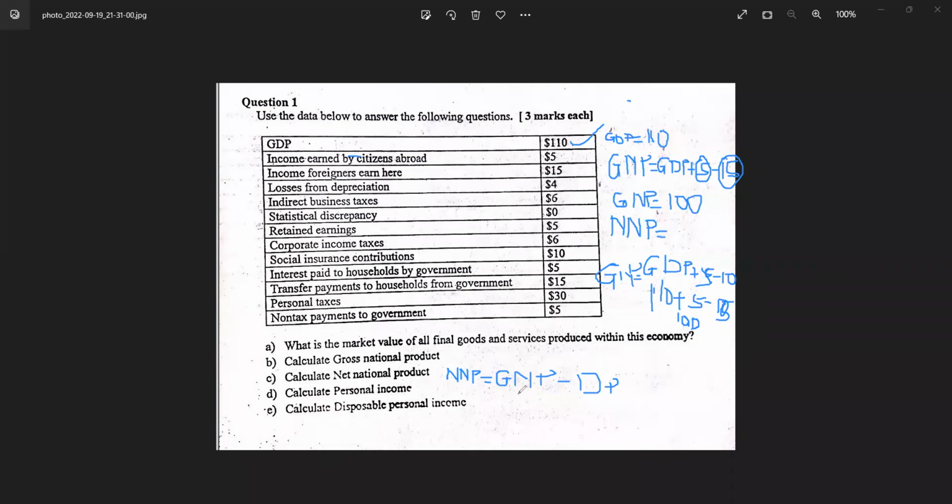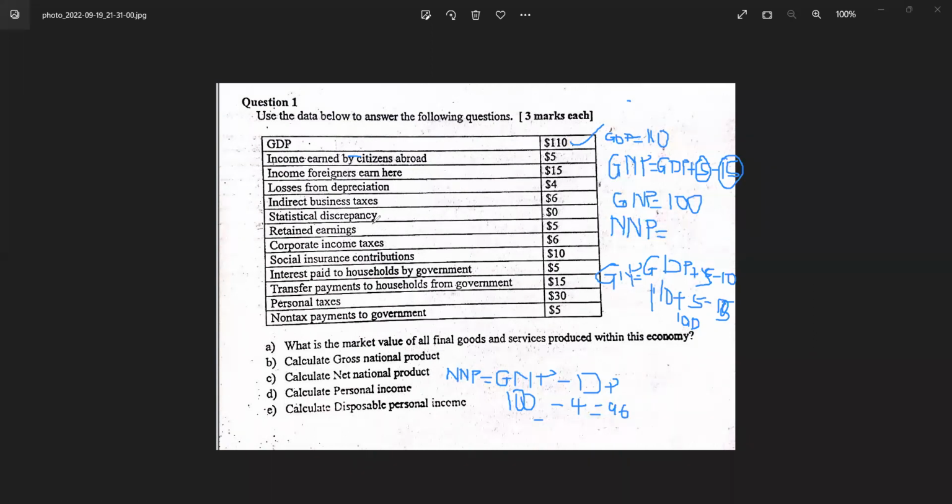So this is my last session. What's GNP? 100. So I'm having 100 here, minus depreciation. How much is it? It's 4. This is going to give me what? 96.